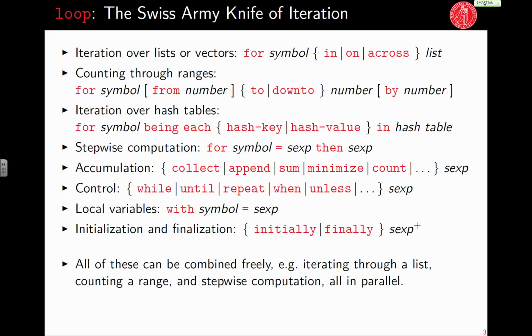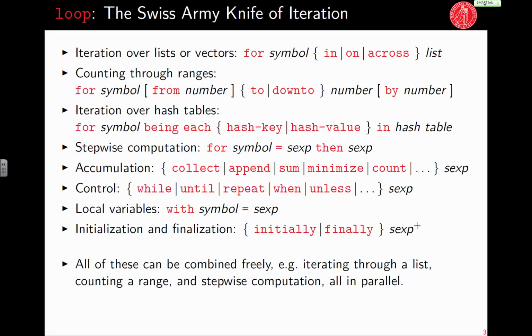And all of these can be combined freely. That is, I can at the same time iterate through a list and count in a range, and also do the sort of stepwise computation here using arbitrary expressions. So there are very broad limits, if there are any limits, to what you can do in terms of iteration using loop.